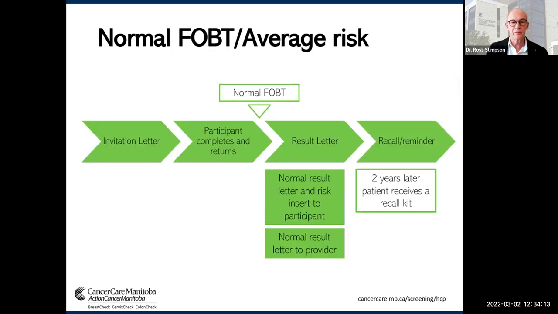Next slide, please. So this is a pathway for an individual with a normal FOBT who's deemed to be average risk. The patient undergoes testing, and a result letter is generated to the participant as well as to the provider. That individual, of course, is recalled 2 years later and receives a recall FIT kit. Next slide, please.